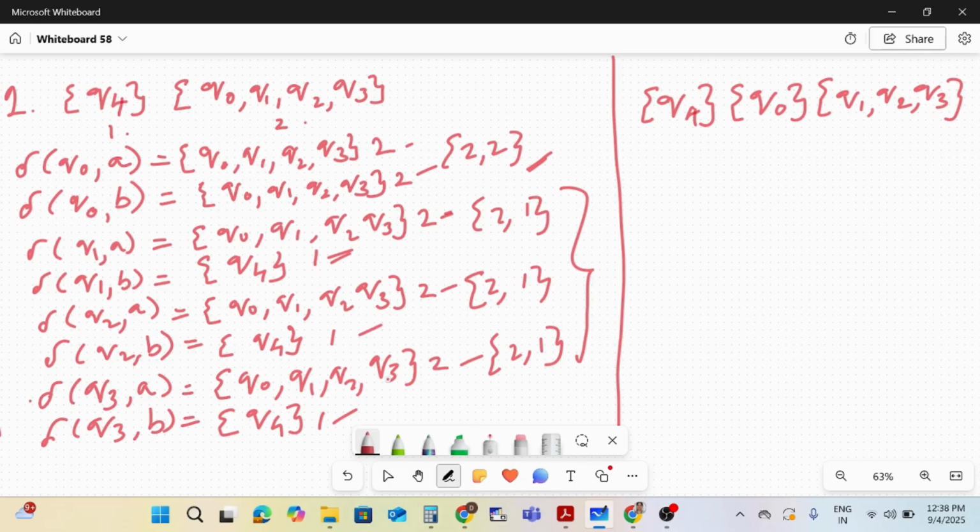In the very first step we had 1, 2 states. Now in the second step, we will be having 1, 2, 3 states. Okay, so in step 2 we are going to be repeating the same process until we find no further splitting. So you cannot split Q4 because it's already single. You cannot split Q0 also. You can split Q1, Q2, Q3.